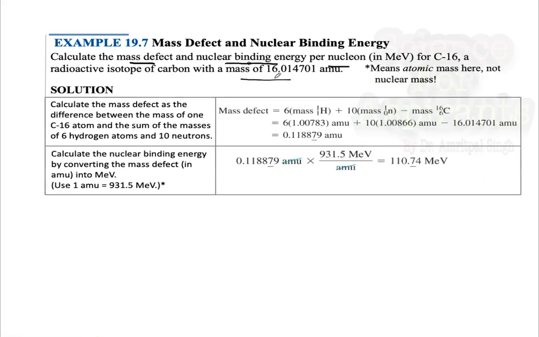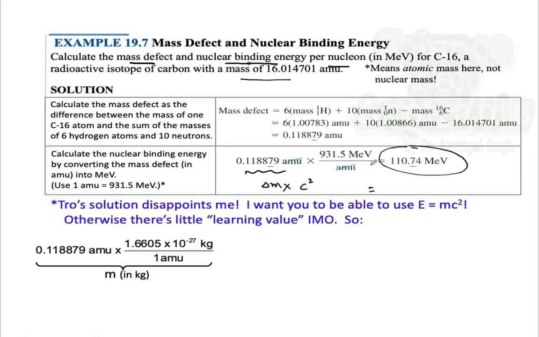So they have calculated it in terms of, so this is the value of delta M, and when we multiply it with C square, and how we can find out these values in terms of mega electron volt. So this is the clear explanation.